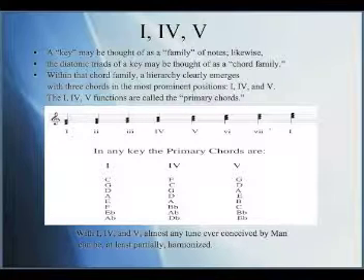Within that chord family, a hierarchy clearly emerges with 3 chords in the most prominent positions: 1, 4, and 5. The 1, 4, 5 functions are called the primary chords. And with 1, 4, and 5, almost any tune ever conceived by man can be at least partially harmonized.